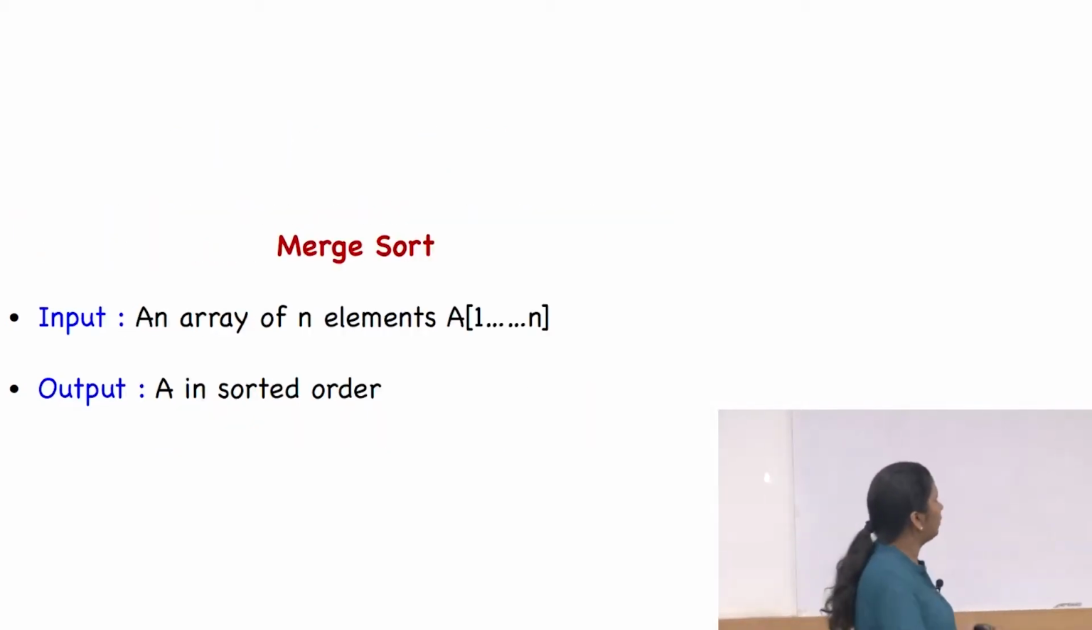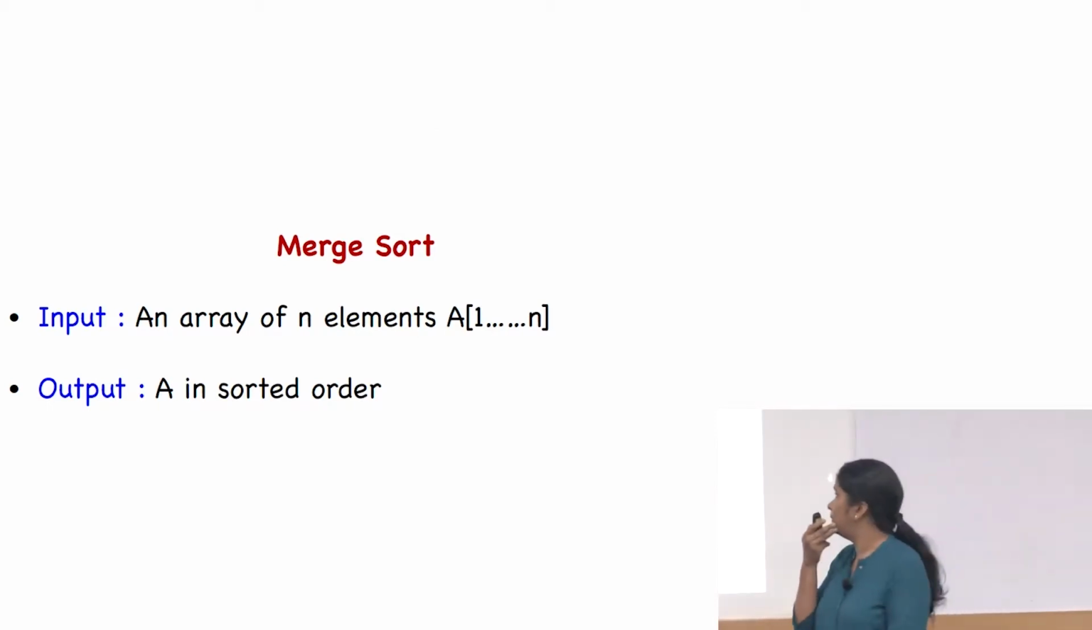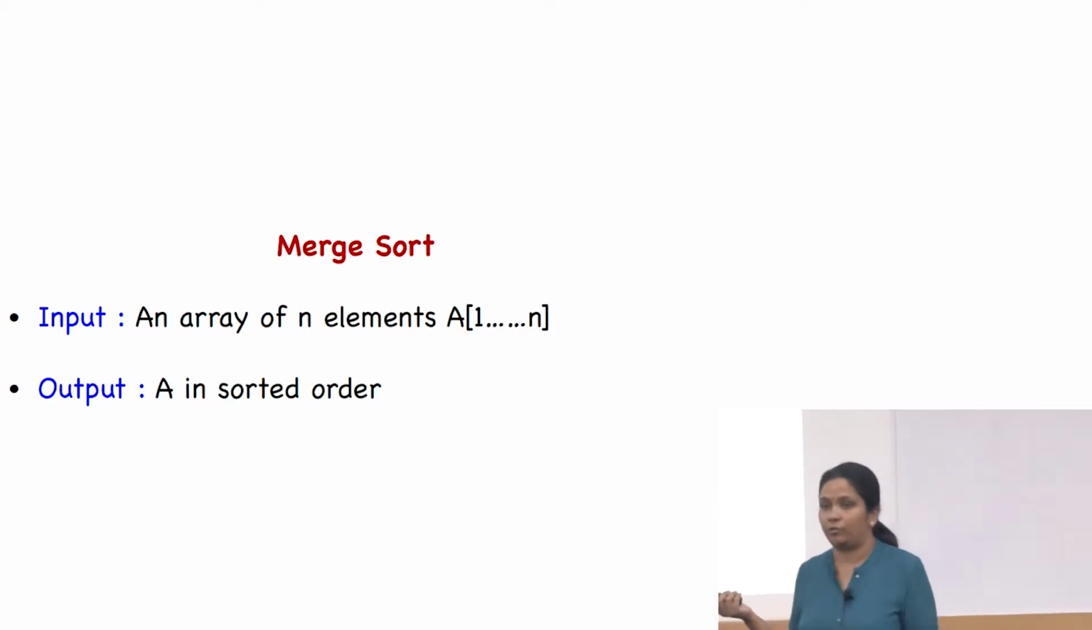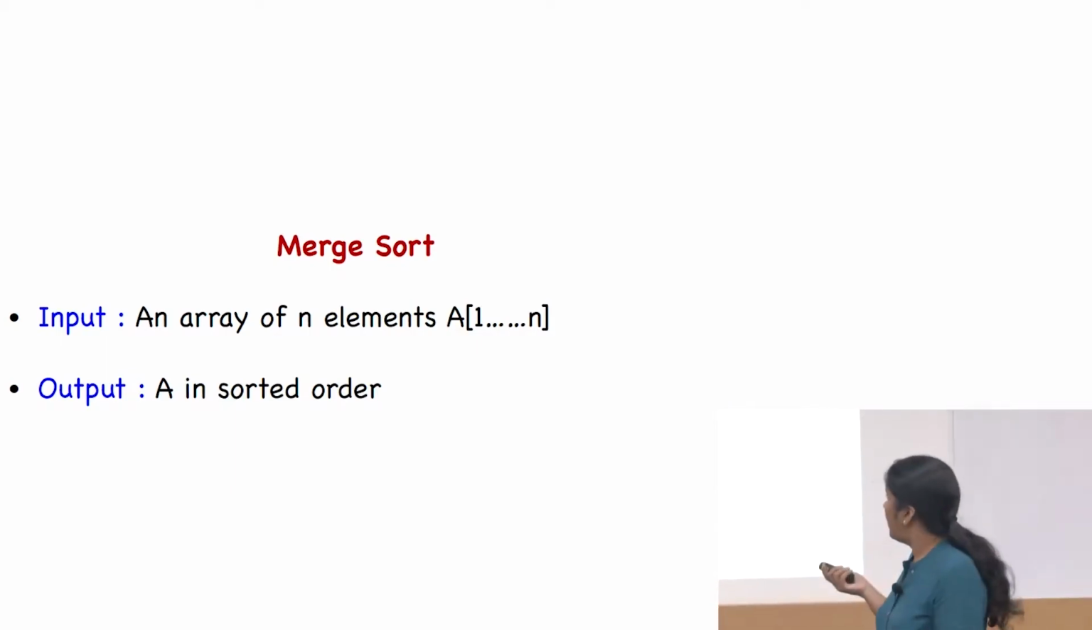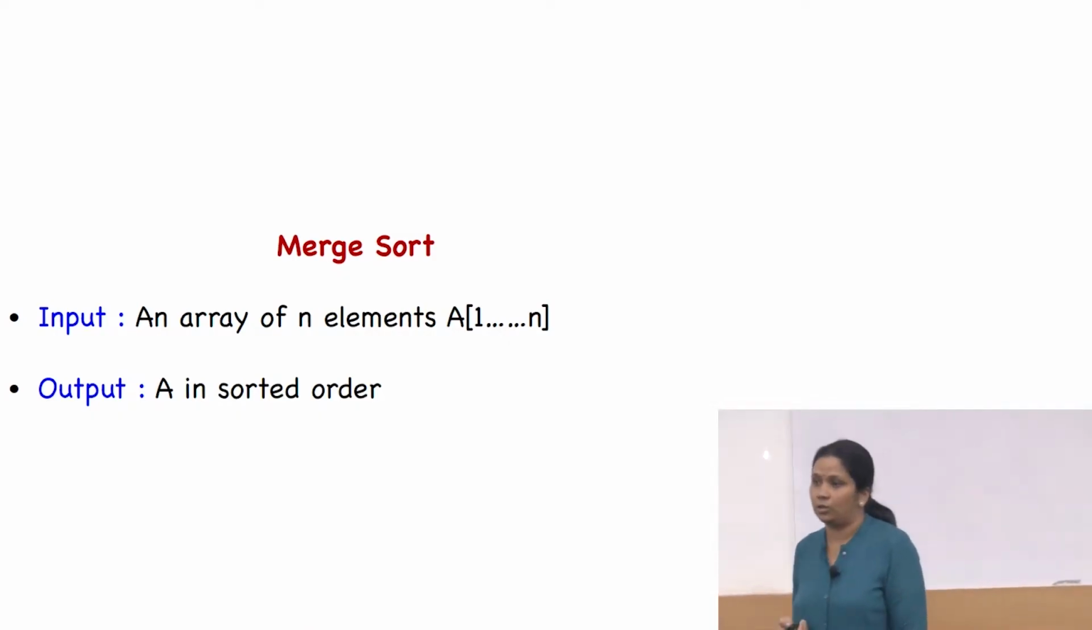I'll quickly give an example, which I know you already know. It's merge sort. So for merge sort, what is the input? An array of n elements, an arbitrary array, and you need the array in sorted order.